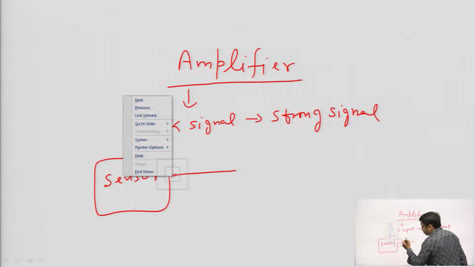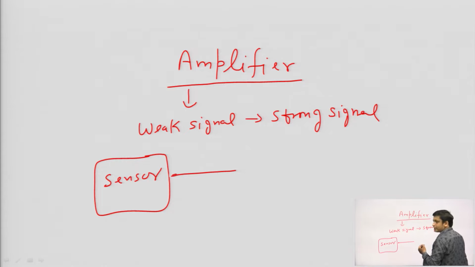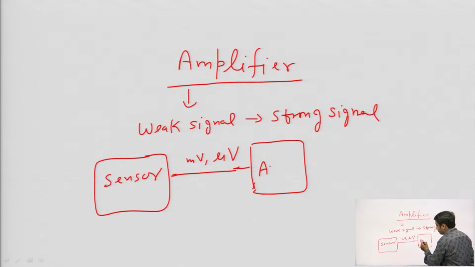So, that electrical quantity which we are getting from the sensor is very small in magnitude, that may be in millivolt or in microvolt. So, the strength of the signal is very small. So, it is very difficult to process such a small strength signal. That is why we need to amplify this small signal, that is the first reason why we need an amplifier. And another important reason is the effect of noise.